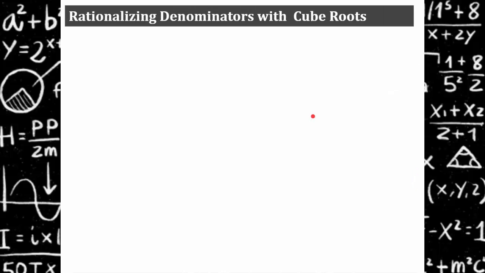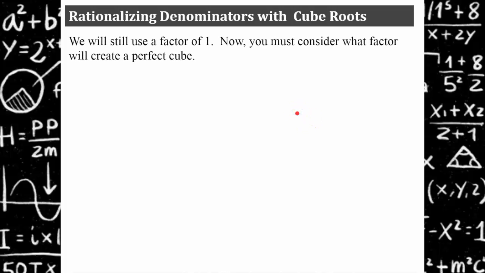You can also use this to rationalize denominators with cube roots. We're still going to use a factor of 1. However, now we're going to consider what factor of 1 we will need to multiply to create a perfect cube. When you're doing square roots, it's easy because whatever you have in your denominator, you multiply it by itself and it creates a perfect square.